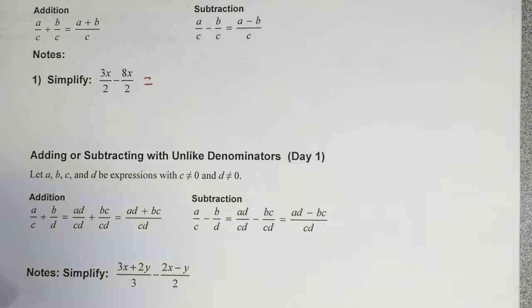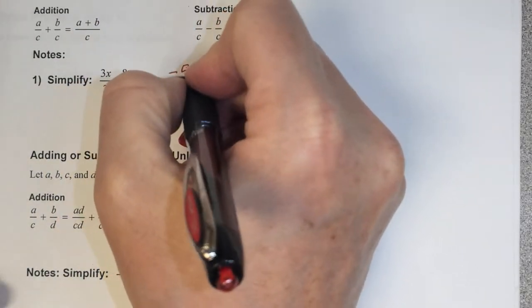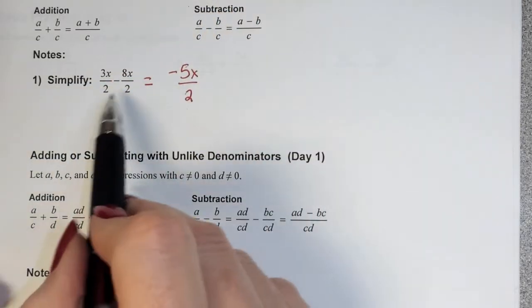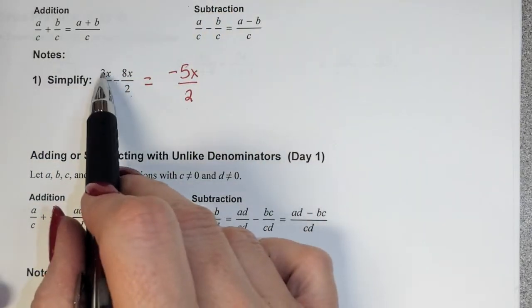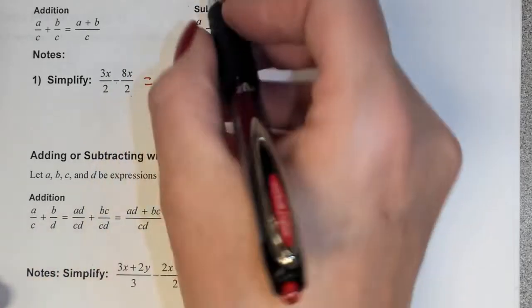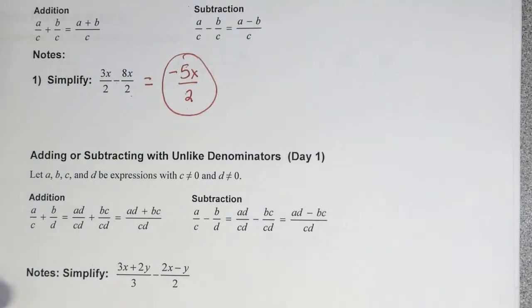Negative what? Negative 5x over 2. Because when we're subtracting with fractions, we subtract the numerator and the denominator stays the same. So that would be the answer there.